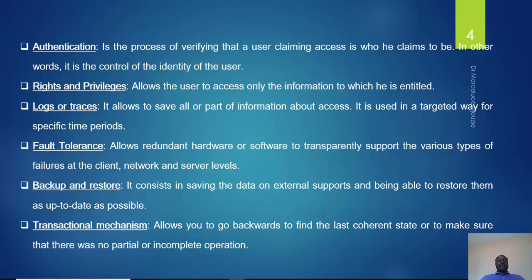We have now the fault tolerance. It allows redundant hardware or software to transparently support the various types of failure at the client, network, and server level. And the backup and restore. It consists in saving the data on external support and being able to restore them as up to date as possible. And the transactional mechanism allows you to go backward to find the last coherent state or to make sure that there was no partial or incomplete operation.